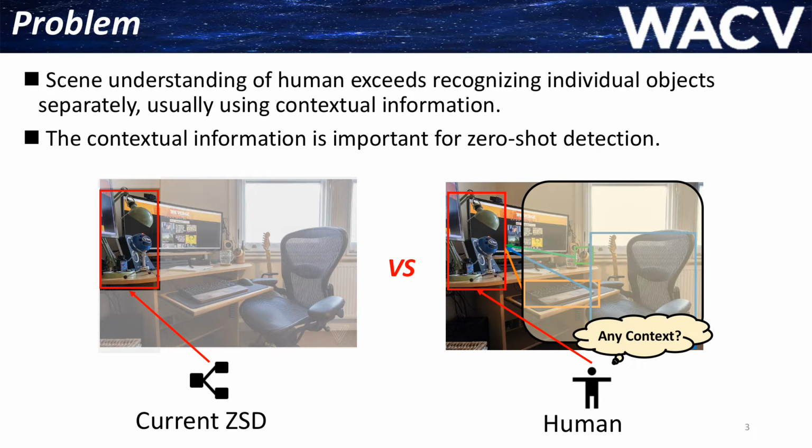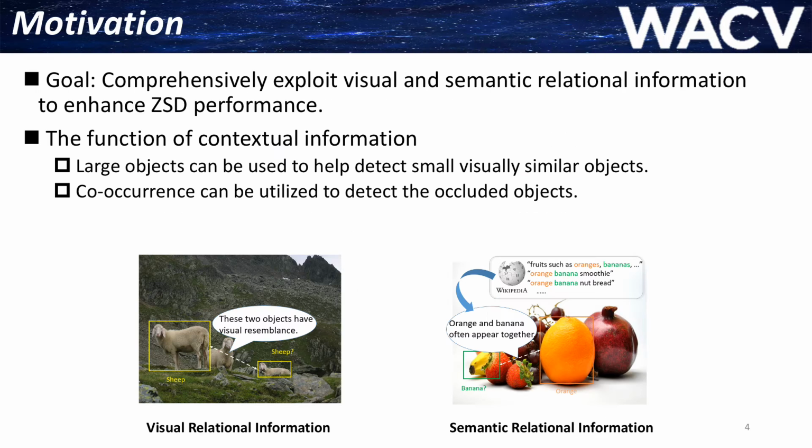However, scene understanding of humans exceeds recognizing individual objects separately, usually using contextual information. Contextual information is important for ZSD. Our motivation is to comprehensively exploit visual and semantic relational information to enhance ZSD performance. Contextual information can help from both visual and semantic aspects.